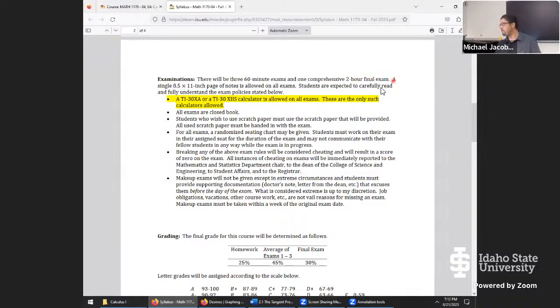Oh, let me take a look. This should be for all exams. Yeah, so is that one side or? Oh, sorry, I understand. It'll be front and back. Yes.